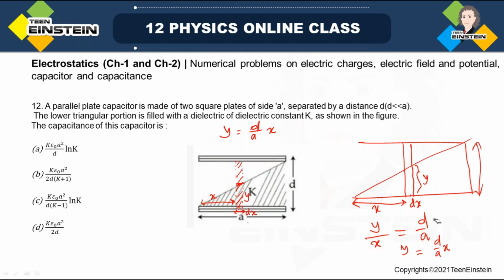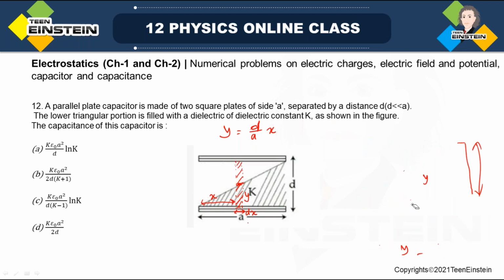This is from the properties of similar triangles, and I'm just erasing this to do the calculation over here. Look, this is the figure now. This is having x distance away. So y by x is equal to d by a, so from there I can write y is equal to d by a into x. If we require, we can find out dy also. dy will be d by a into dx.